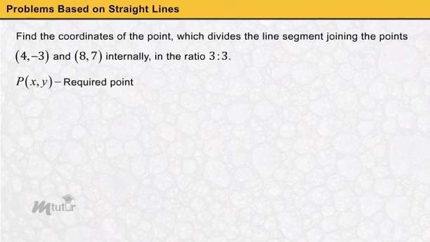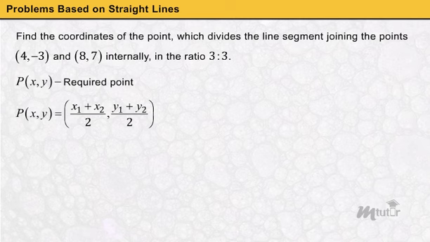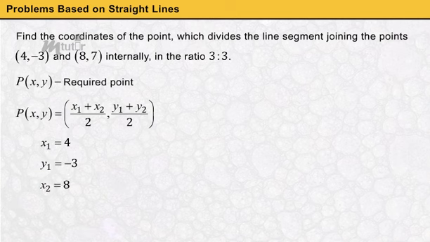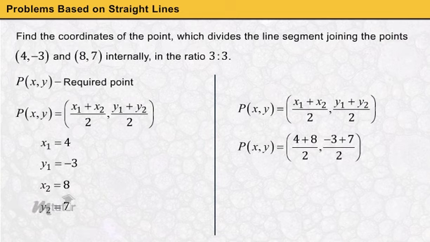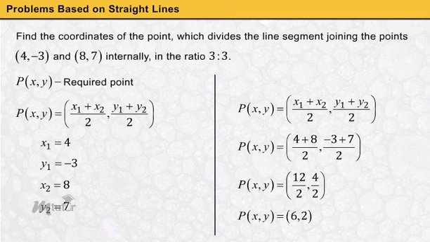Since m is equal to n, we can use the formula P of x, y is equal to x1 plus x2 by 2, y1 plus y2 by 2. From the given coordinate points, we have the values x1 as 4, y1 as minus 3, x2 as 8, and y2 as 7. On substituting these values in the respective places of the formula and solving the terms, we get the required point x, y as 6, 2.